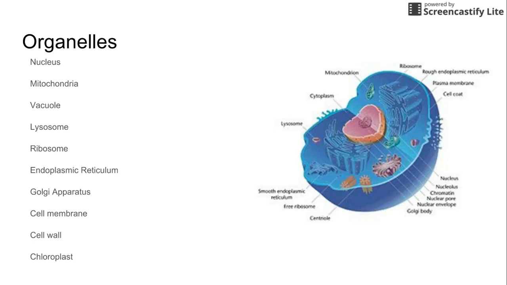The lysosome. The ribosome for protein synthesis, the endoplasmic reticulum also for protein synthesis, the Golgi apparatus, the cell membrane, the cell wall, and the chloroplast. The chloroplast, the cell wall, and the vacuole are only found in plant cells.